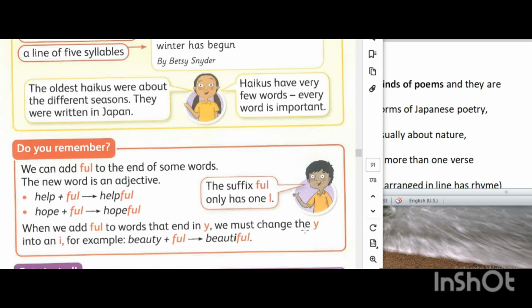We must change the Y into an I. For example, beauty. Beauty is a noun. I want to change it to an adjective, but this noun ends with Y, so I omit Y and change it into I to be beauti. Beautiful, beautiful. So beauty is a noun, full is a suffix, and beautiful is an adjective. I omit Y and put I, then I add full. You must know this point.